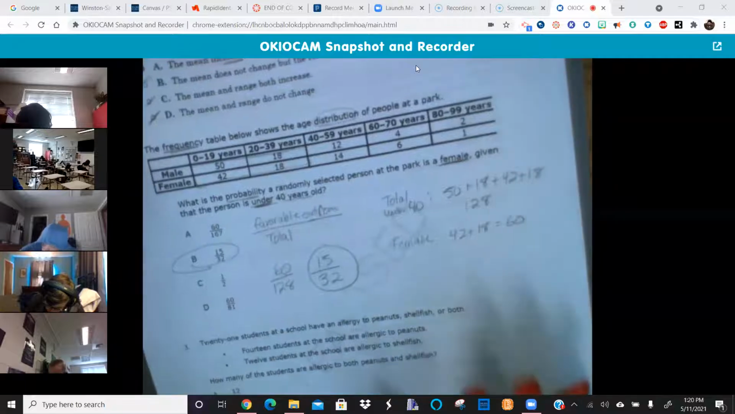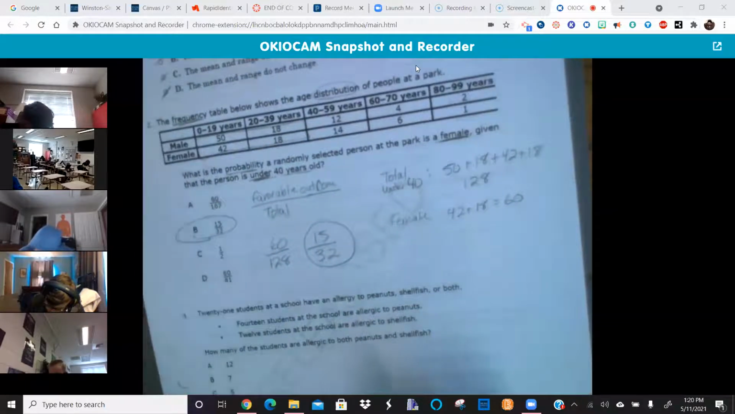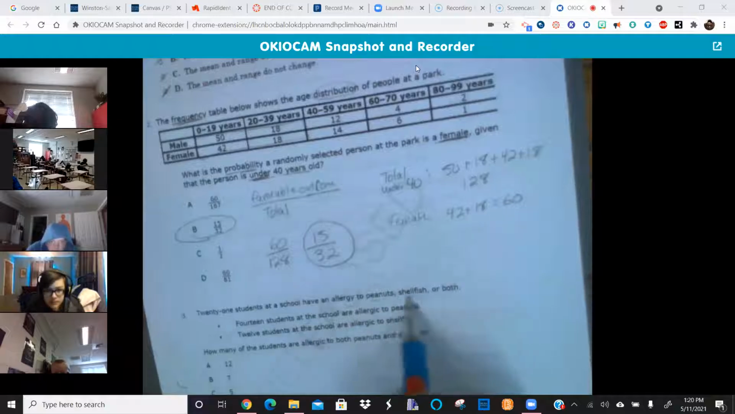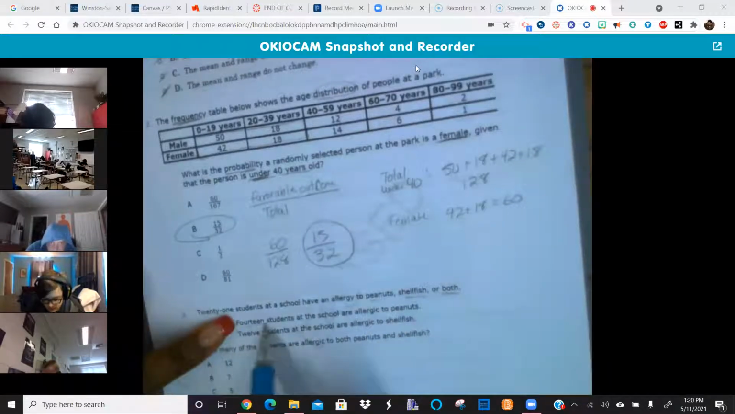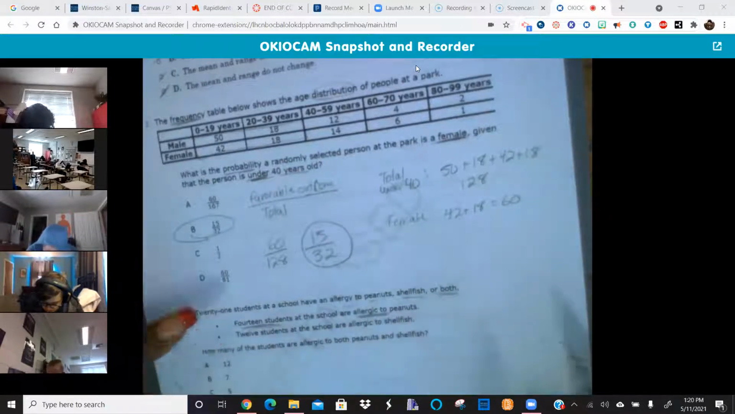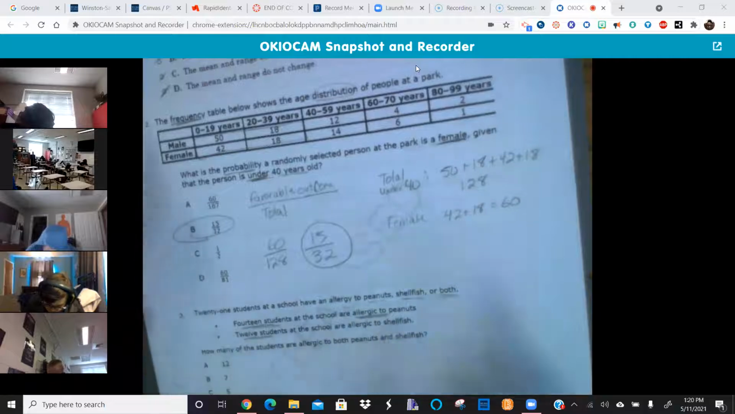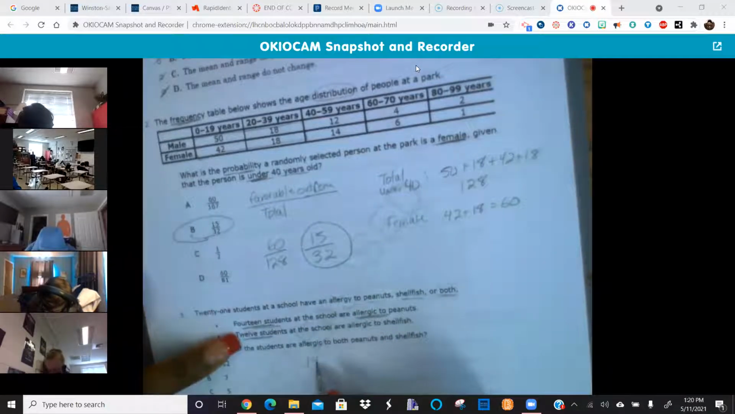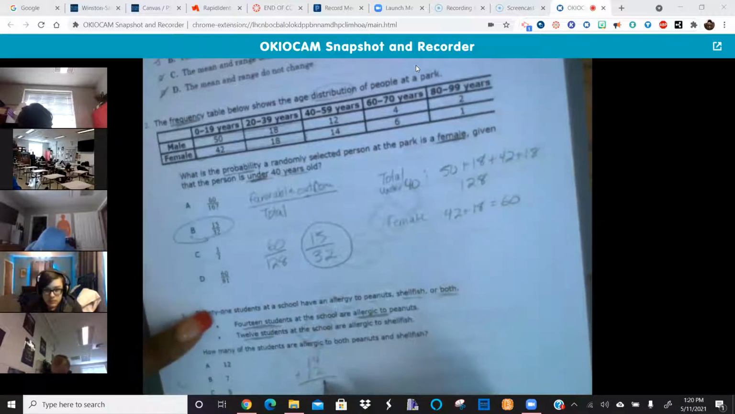Just ask. All right, so here we got 21 students at the school that have an allergy to peanuts, shellfish, or both. 14 of those have allergies to peanuts, and 12 of those have allergies to shellfish, okay? How many students have allergies to both? How many are allergic to both? So we're going to add this together. We got 14 plus we got the 12. So this is going to give us 6 here, 2 here.